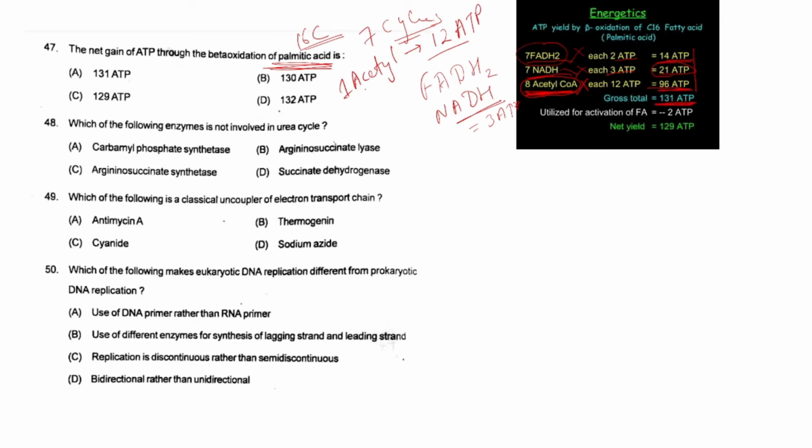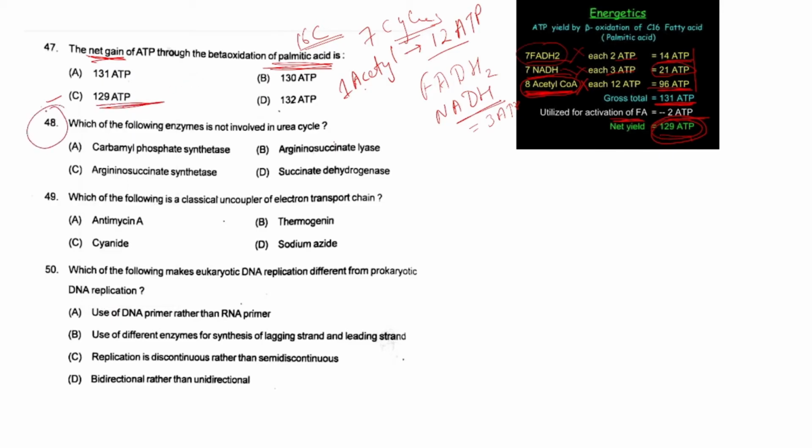But this is not the final answer. The question is asking the net gain of ATP. Net gain means accounting for the amount of ATP utilized for beta oxidation. For activation of the fatty acid molecule, 2 molecules of ATP are utilized. So what will be the net amount? 131 minus 2, that is equal to 129 ATP. So the right answer for this will be option number C, that is 129 ATP.